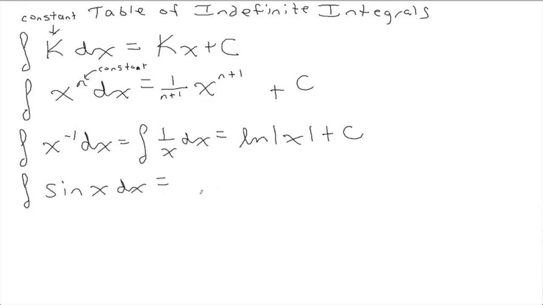Okay, what's this? The antiderivative of sine of x with respect to x. So what gives us sine of x? Derivative of cosine is negative sine of x. So the antiderivative of sine of x with respect to x is negative cosine of x plus c. Excellent.